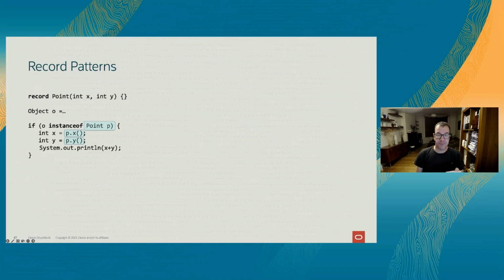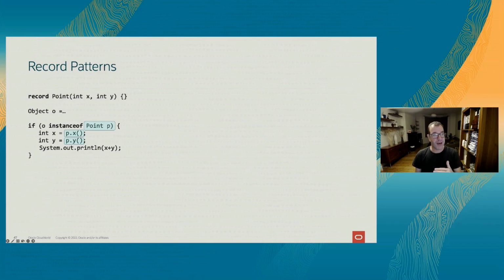Now for the final feature from Project Amber that we need before we see some examples of data-oriented programming. You'll recall from earlier the record class. The header of the declaration tells you about the contents of the record. In this case, for record class point, we have two components, x and y, both of type int. And remember, the record classes give you accessor methods for free.